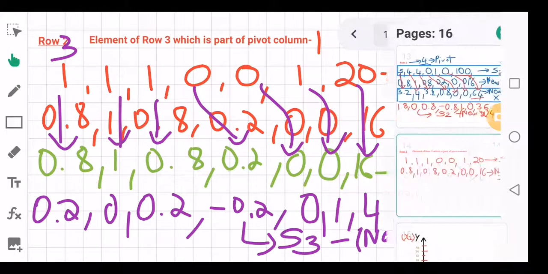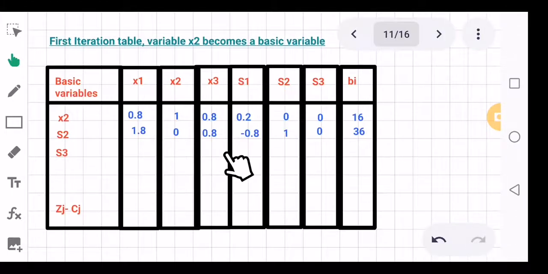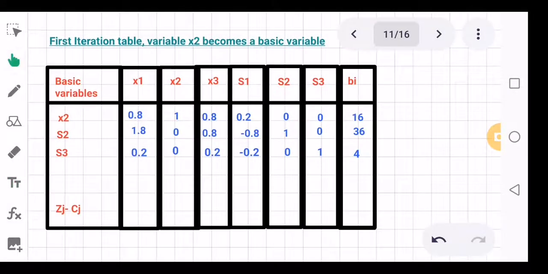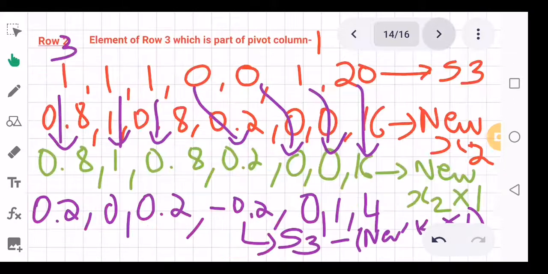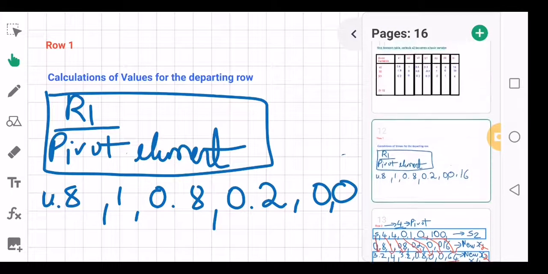So let me write it down in the table. We'll be writing the row 3 values over here, which we just found out. So I'll just put the values that I found here. Row 1 we found out over here. This is your row 1 calculation, this is your row 2 calculation, and this is your row 3 calculation. I found out the values and put them in this table.